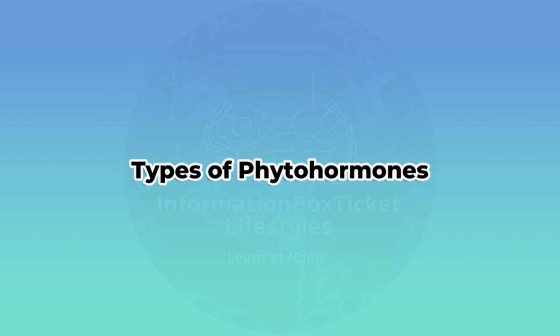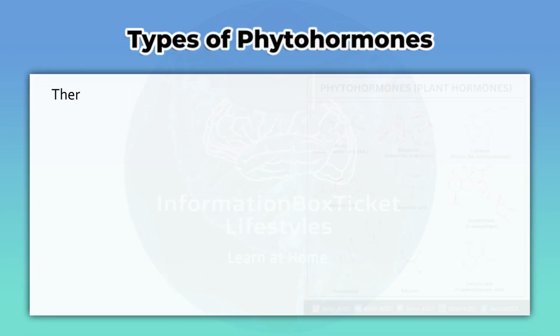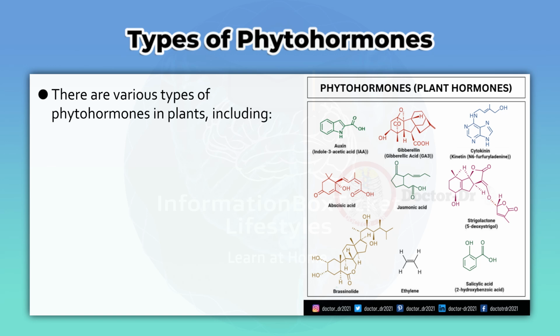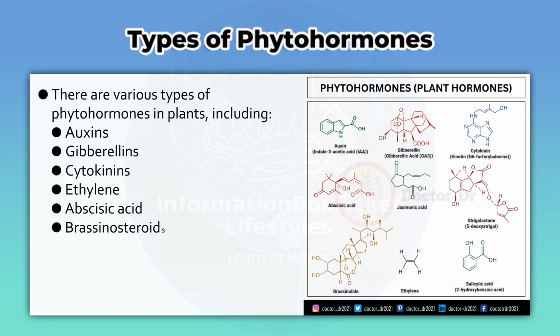Types of phytohormones. There are various types of phytohormones in plants, including auxins, gibberellins, cytokinins, ethylene, abscisic acid, brassinosteroids, jasmonates, salicylic acid, and strigolactones, each playing distinct roles in plant growth and development.